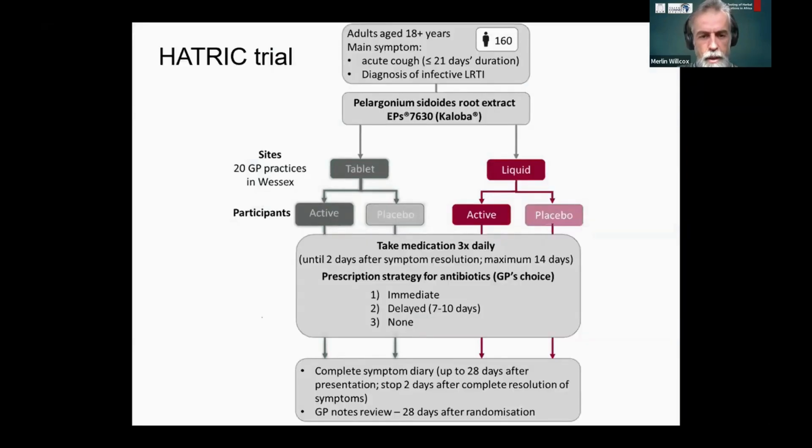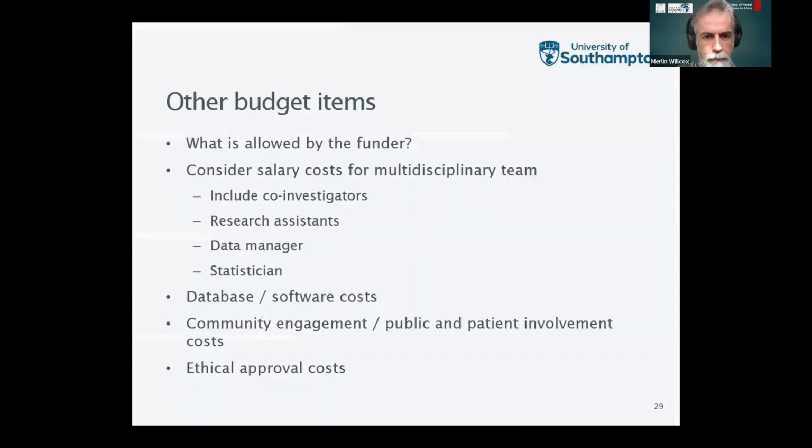This is just an example of a study we did in the UK, a flowchart showing the different steps to which people are randomized and the different follow-ups. So it's quite good to have a flowchart like this to help you think through what your trial is going to look like. And obviously think about other things in the budget: salary costs, a multidisciplinary team, database, software costs, community engagement and public involvement costs, ethical approval costs.